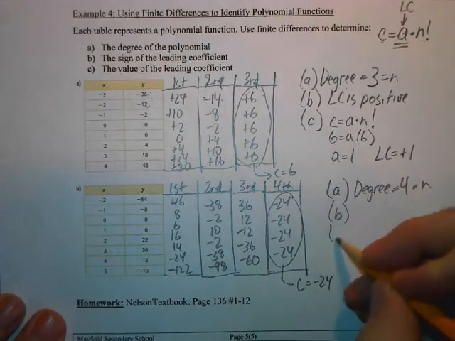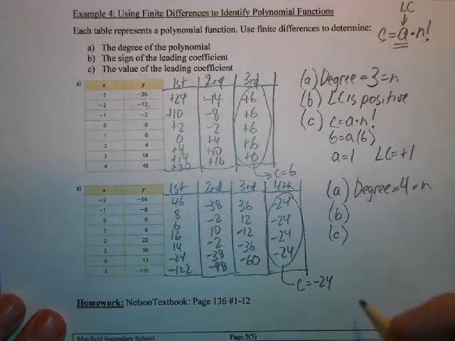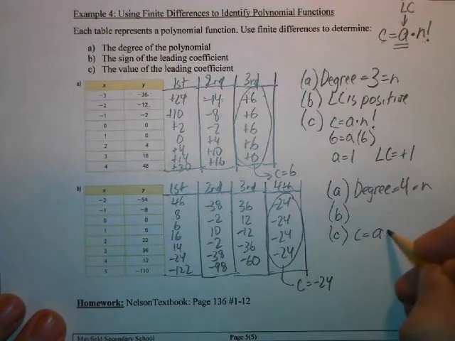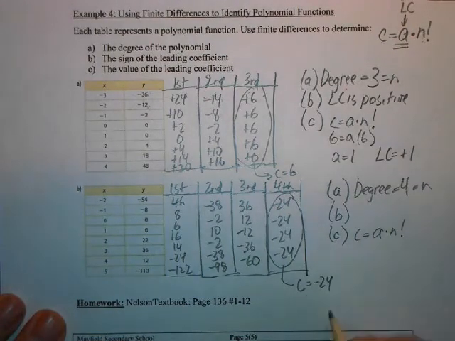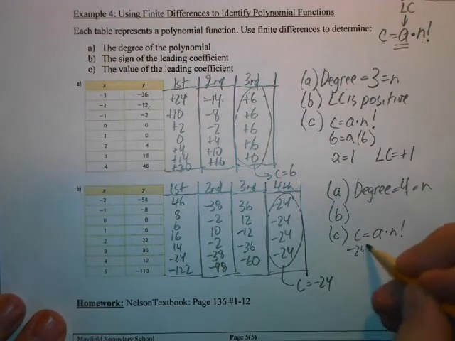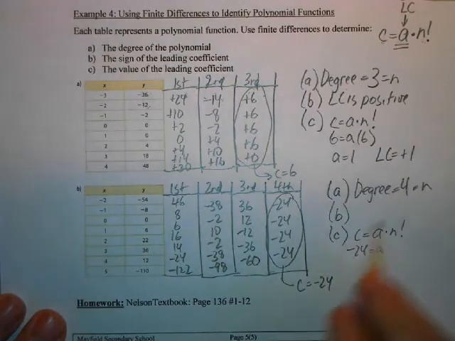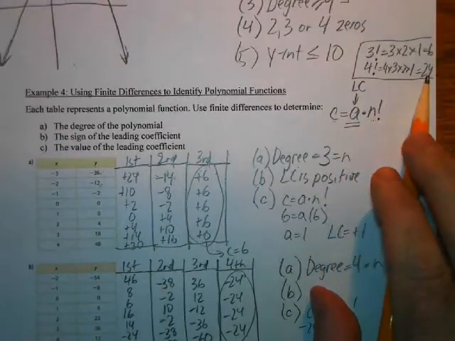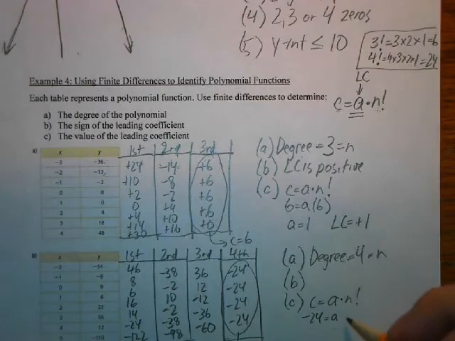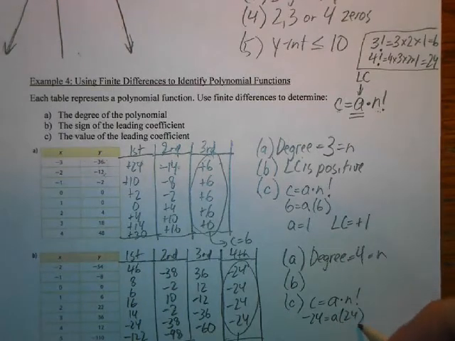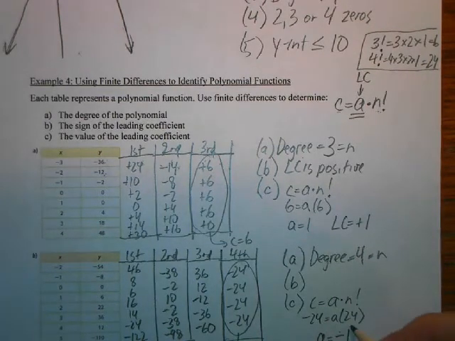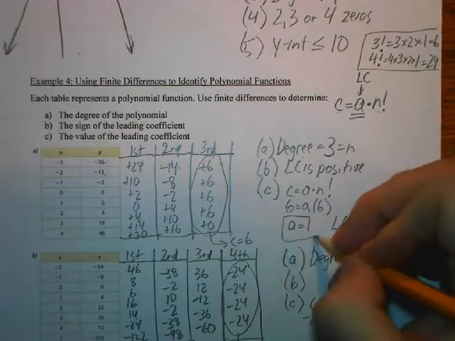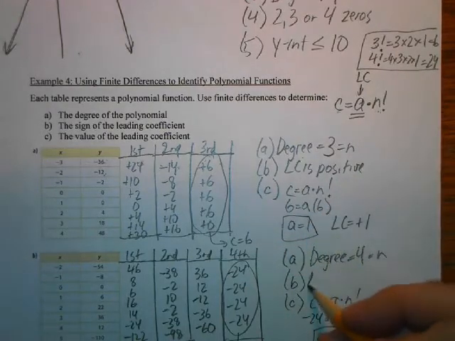B we'll just wait on. And then we use our formula c equals a times n factorial. So the constant, negative 24, is equal to a times, now this time n is 4, so 4 factorial. Remember we did that up here. That's positive 24. It's always going to be positive. So when we divide by 24, we get a equals negative 1. So that means the leading coefficient is negative.